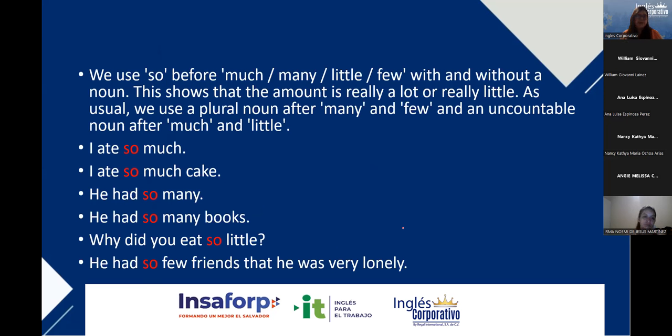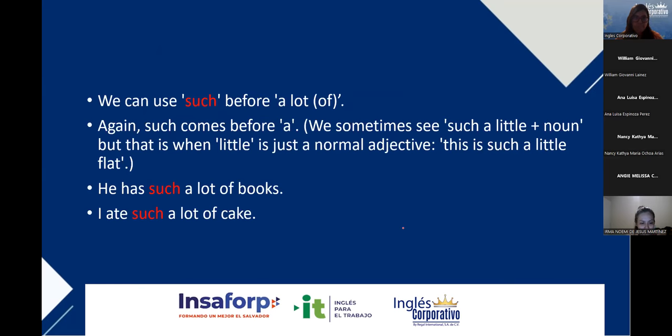Now, this, we already said, we have so before much, before many, before little, and before few. Okay. We can also use such before a lot. Again, such comes before a. We can say a little and then a noun, but in that case, a little is an adjective, not a word like the ones we're using right now, right? He has such a lot of books. I mean, he has a lot, but really, really a lot of books. I ate such a lot of cake. So I ate an enormous quantity of cake.